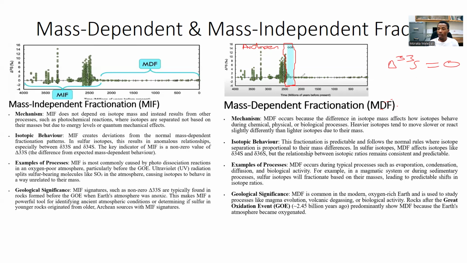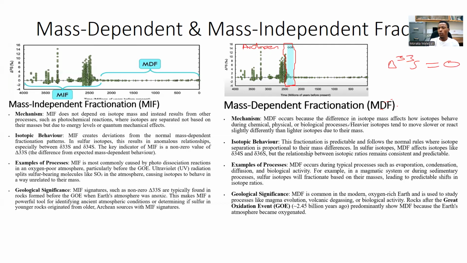So if you can check all these points, they fall on the 0 line. It means they obey mass-dependent fractionation. Okay, so this fractionation is predictable. All right, this fractionation is predictable and it follows the normal rules.